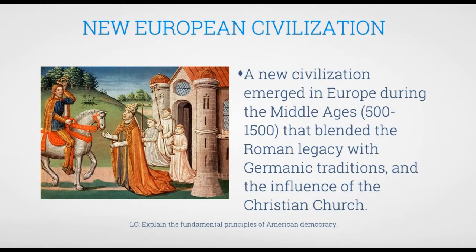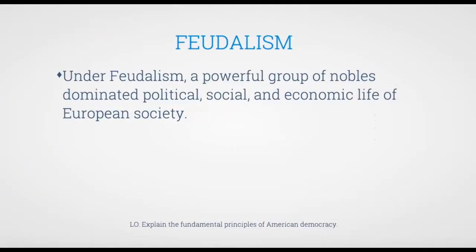A new civilization emerged in Europe during the Middle Ages, from about 500 AD to about 1500, that blended the Roman legacy with Germanic traditions and the influence of the Christian Church. At this time, the primary social structure or hierarchical structure was one of feudalism. Under feudalism, a powerful group of nobles dominated political, social, and economic life of European society.